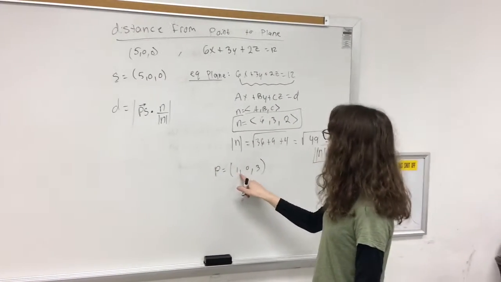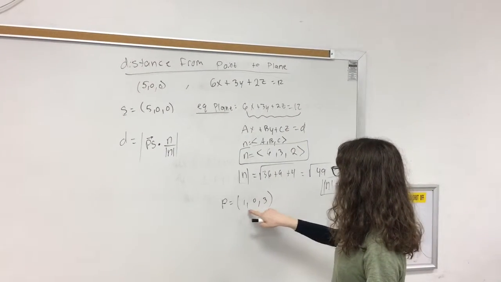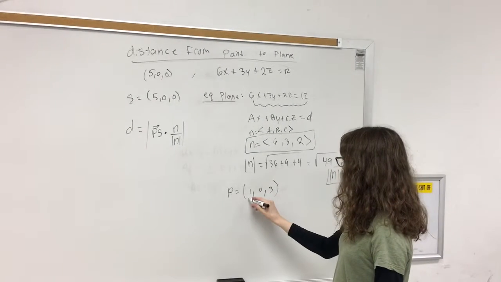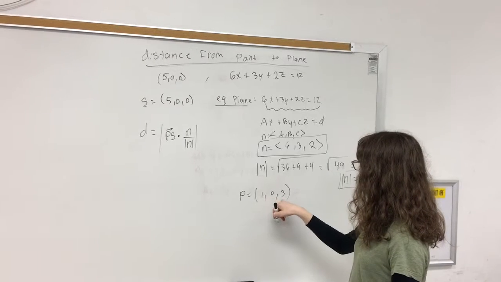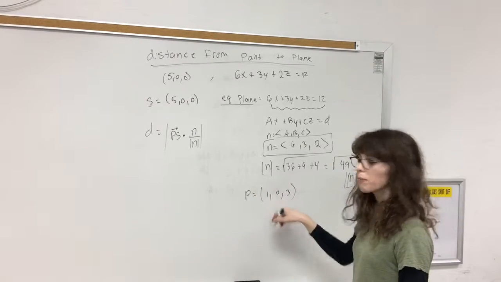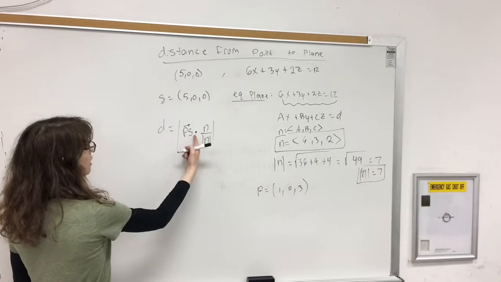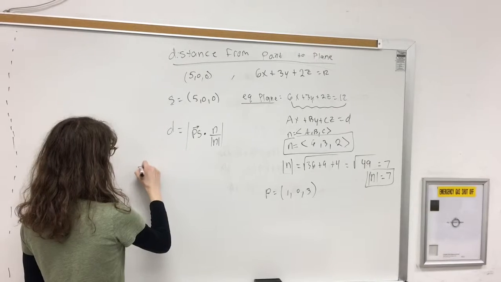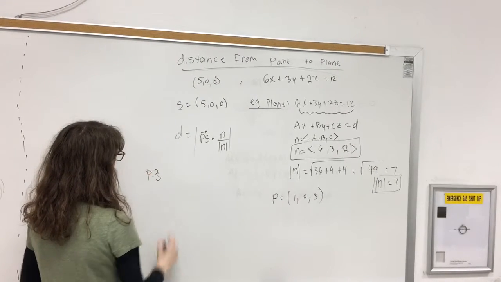So we just took a point on the plane by solving when this is true for all the variables here. And so we've got the point: x is 1, y is 0, and z is 3. And so now we've got a point here, our S, which is the point not on the plane, and we've got a point on the plane.